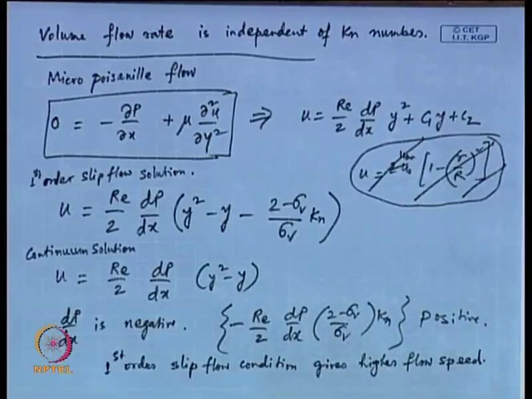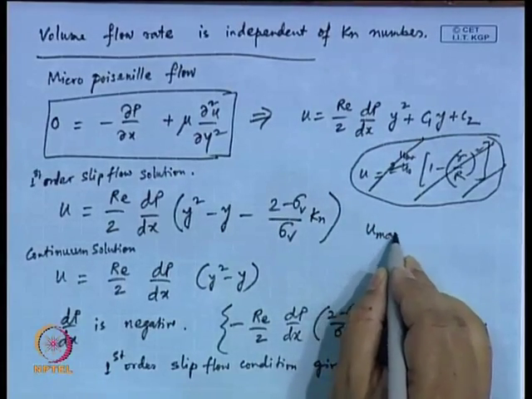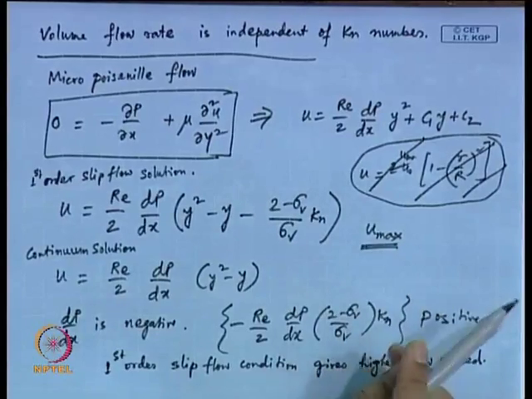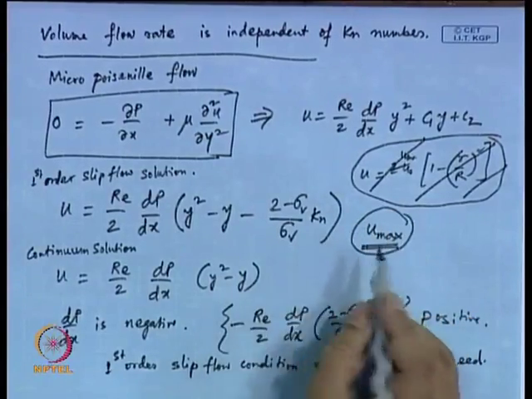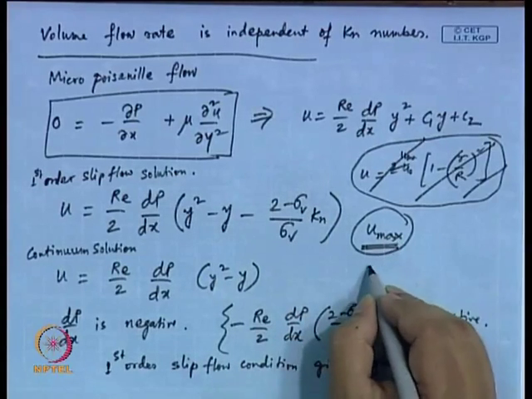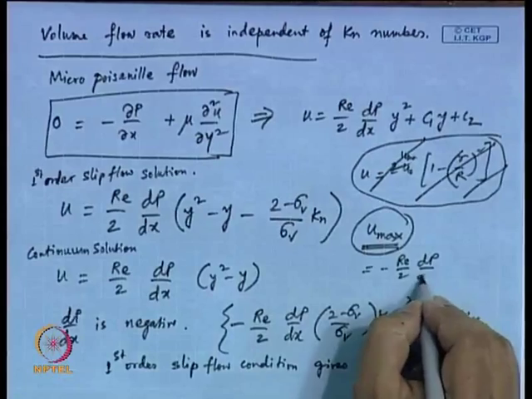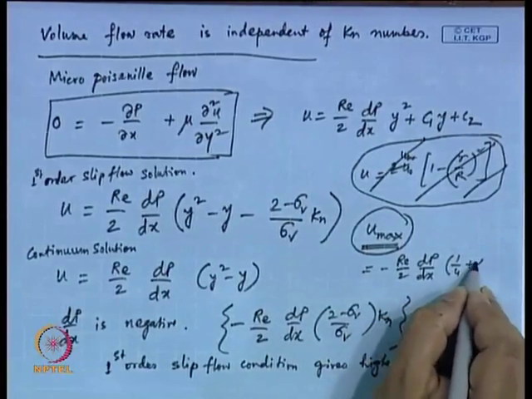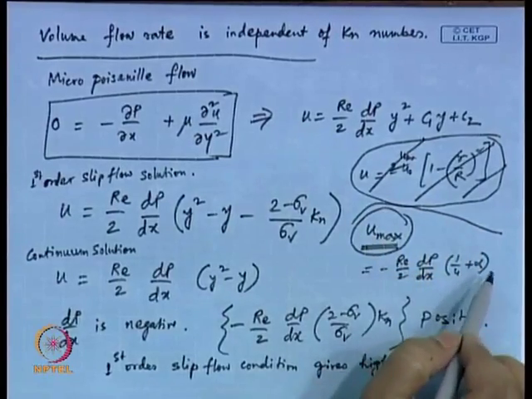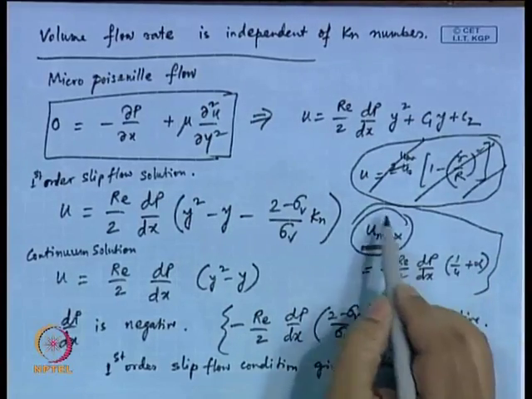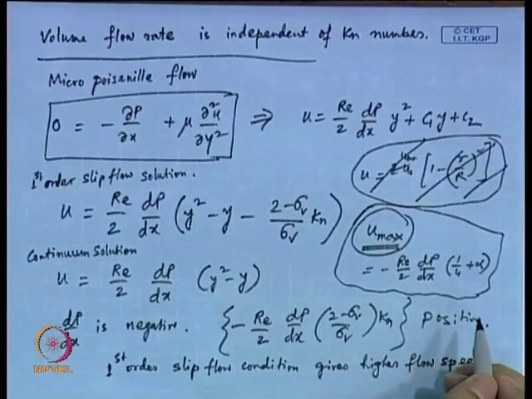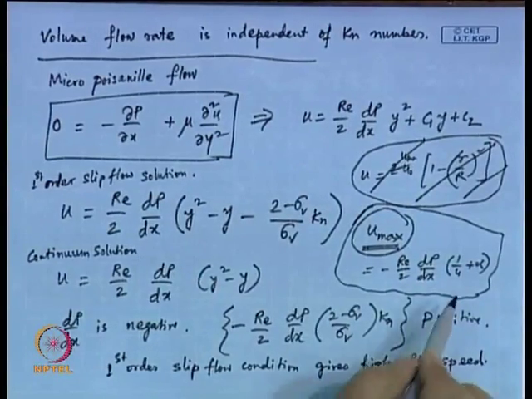Also, in case of a Poiseuille flow, a flow through a capillary, another thing is this U max. In case of a microCouette flow, this was not important, but for flow through a capillary, you know that at the center the velocity is maximum and all kinds of things. So, you have a similar exercise you can do with U max. As a matter of fact, you can obtain this U max as equal to minus Re by 2 dP/dx into (1/4 plus alpha). One can see this alpha has the same meaning as we had earlier. In case of a microCouette flow, we had a definition of alpha. So, one can come up with this U max expression.